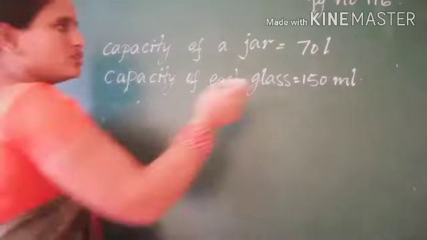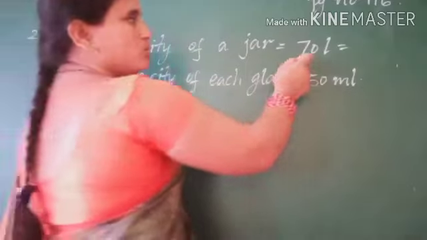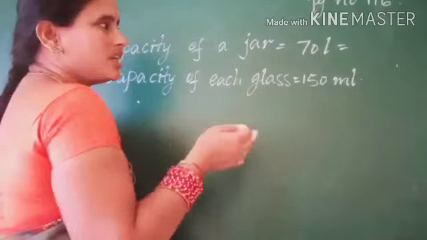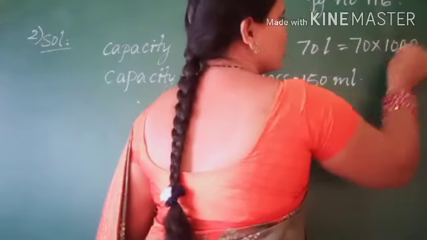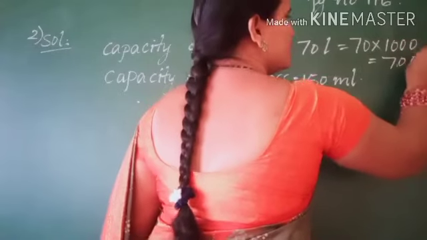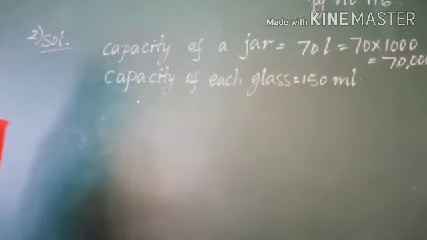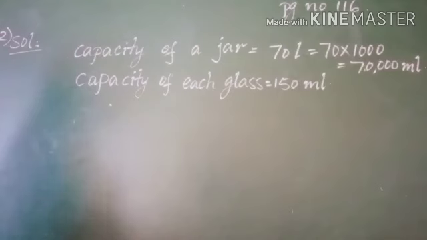Already I told you, we have to equal the units. This is liters and milliliters. You convert this one into milliliters. 1 liter equals 1000 milliliters, like that 70 liters. So 70 into 1000, 70,000 milliliters. Is it clear? Then they asked how much juice will be left in the jar. But first you find how many glasses we filled. Okay.